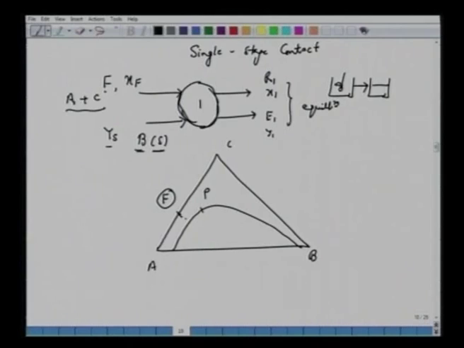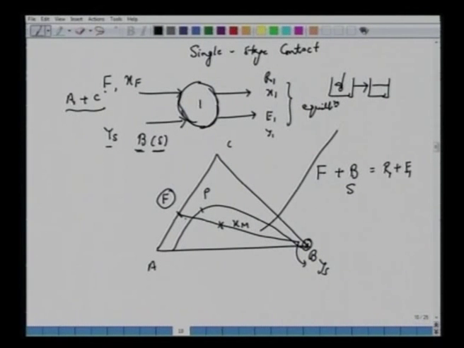Now we add the solvent. We want to remove the C from this. We can add a pure solvent, 100%, or we can have some small amount of A and C in the solvent, YS. So that possibility is also there. So now I have added these two, stirred them, and then allowed them to settle. First thing is that if you connect this straight line, the mixture has to fall on this, because it's a mixing rule. F plus B equals R plus E, alright, or F plus solvent equals R plus E. You have R1, E1 and S. So you get XM. This is the first unit operation for this.